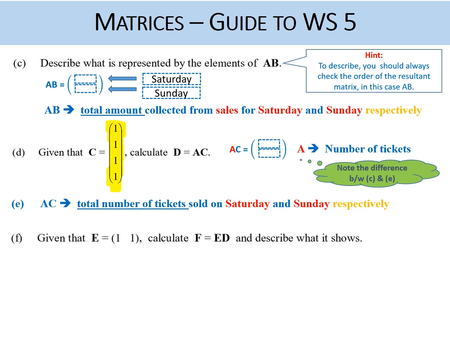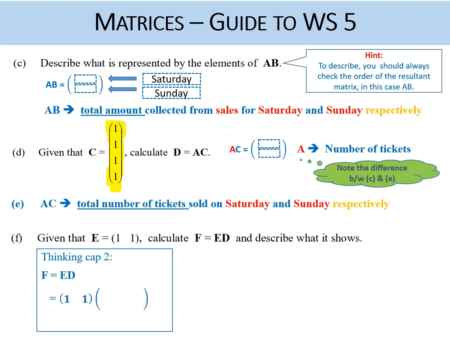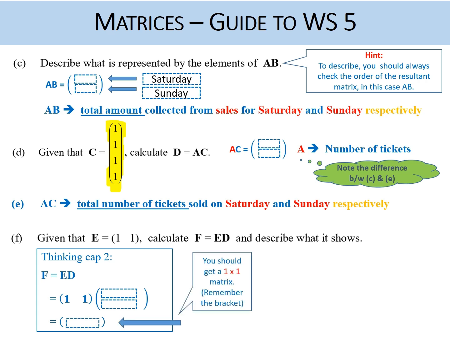And with this, part F should be easy. Again, matrix E is already given. So when you put on the thinking cap, you ask yourself, I have E times D. E is a 1 by 2 matrix, and I multiply it with D. And D is a 2 by 1 matrix. So with a 1 by 2 matrix and a 2 by 1 matrix, what do you think is the order of the resultant matrix? Yes, it is a 1 by 1 matrix.